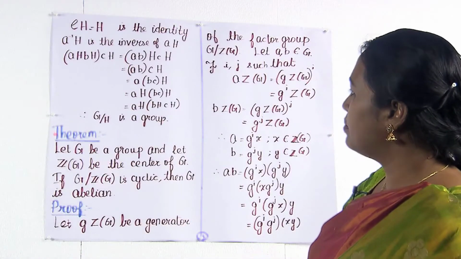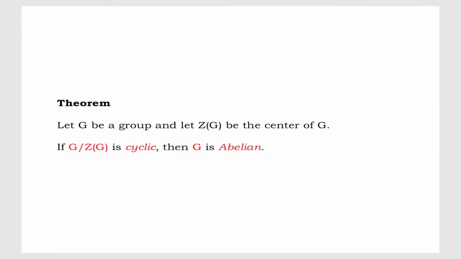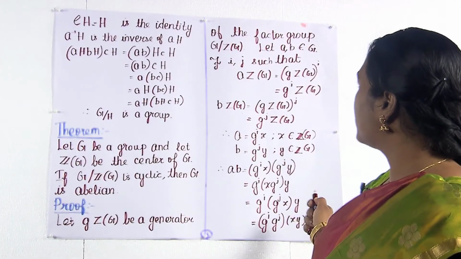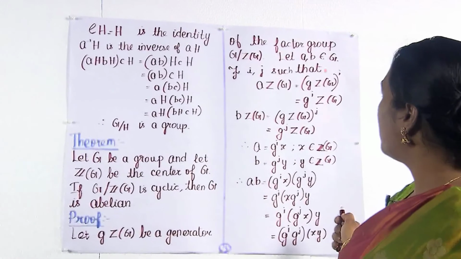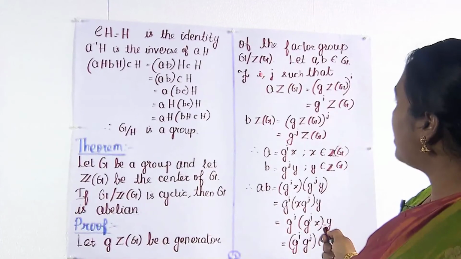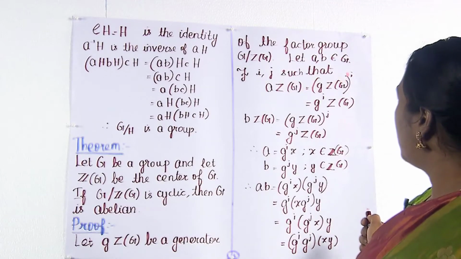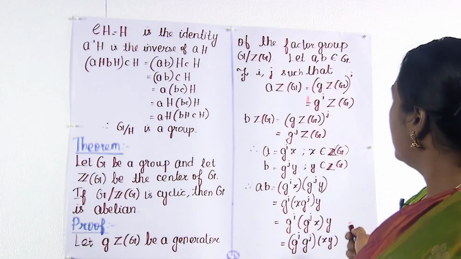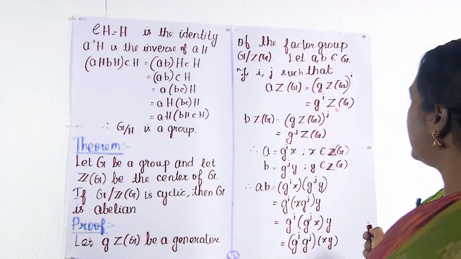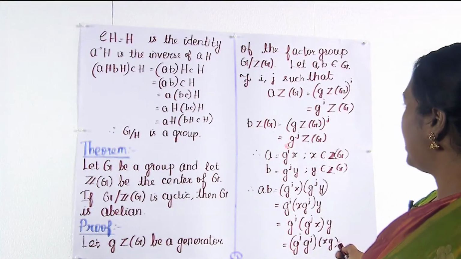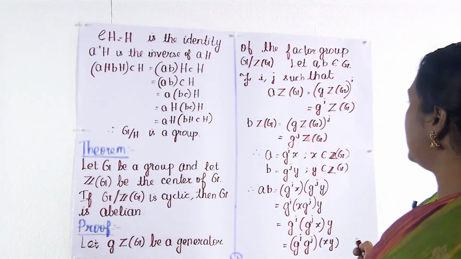Next, we do one more theorem. Let G be a group and let Z(G) be the center of G. If G/Z(G) is cyclic, then G is abelian. Proof: let gZ(G) be a generator of the factor group G/Z(G). Let a, b belong to G. So, clearly there will exist some integers i, j such that aZ(G) is equal to (gZ(G))^i, because it is a generator, that is equal to g^i Z(G). bZ(G) is equal to (gZ(G))^j, that is equal to g^j times Z(G).